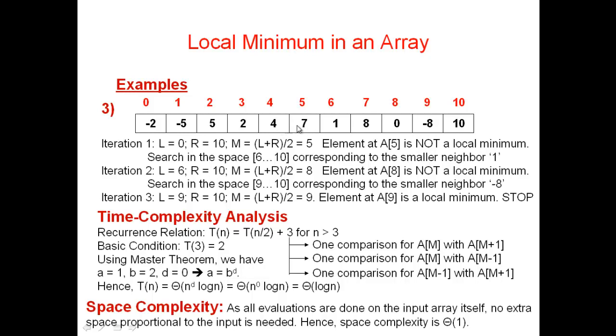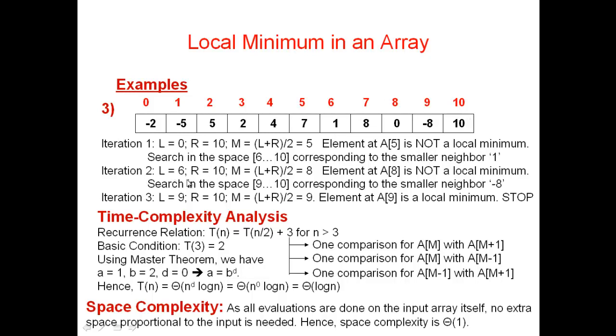Find the minimum of the two neighbors. So m minus 1 and m plus 1, we find the element at index 6, which is m plus 1, is the smaller of the two neighbors of this middle index. So that means the local minimum is probably in the right search space. So we can move the left index all the way to m plus 1 and keep the right index as it is for this iteration.